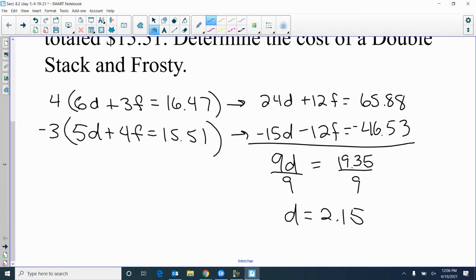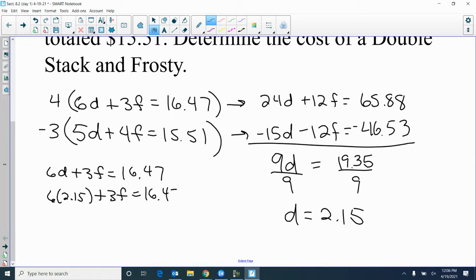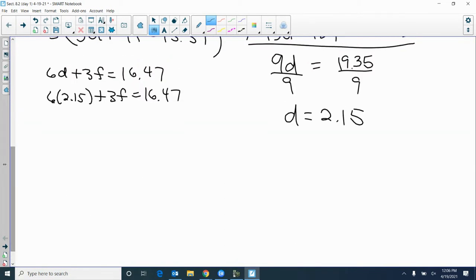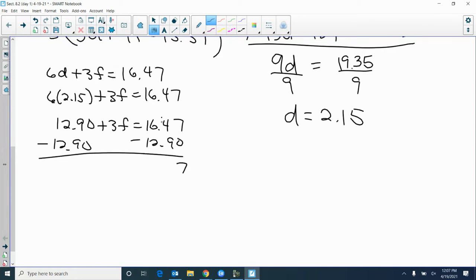Now, how do we find out how much is frosting? Plug it back in. Take one of your two original equations. So I'm going to take the first one, 6D plus 3F equals 1647. D is 215. Equals 1647. And then that is 1290, I'm hoping. Plus 3F equals 1647 minus 1290. 357 equals 3F. Divide by 3. And each frosty is $1.19.